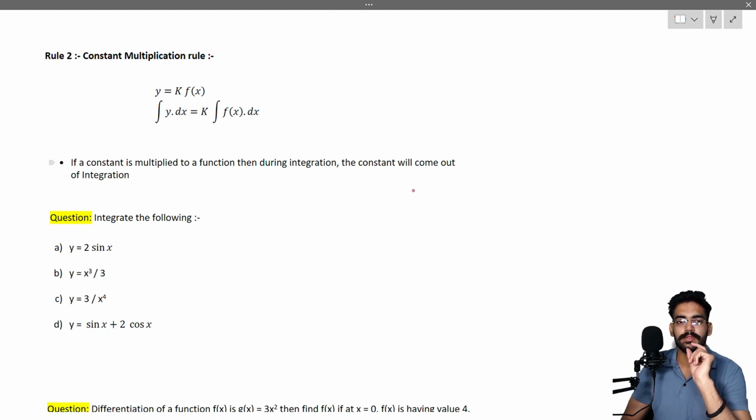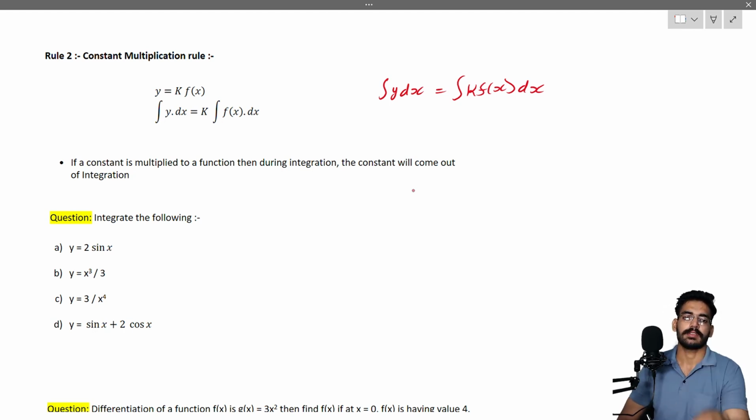Okay, now if a constant is multiplied to a function during integration, the constant will come out of the integration. So this is something like this. When you integrate both sides, what you will write is integration of y dx equal to integration of k fx dx. Okay, so you will take this k, which is in multiplication, outside when it is not dependent upon dx. Okay, then only you can take it out, otherwise it will also be integrated with it. Okay, you have to find the integration of the whole function. Now let's do the questions.